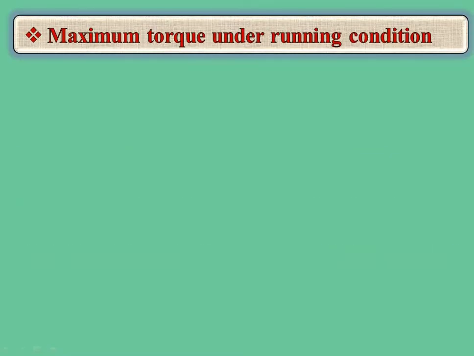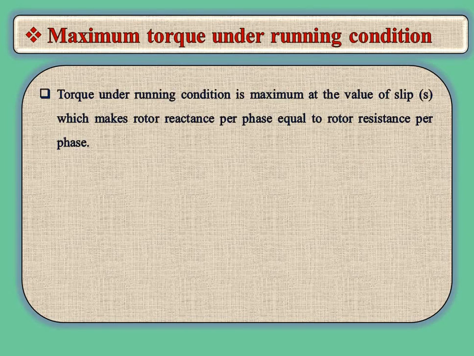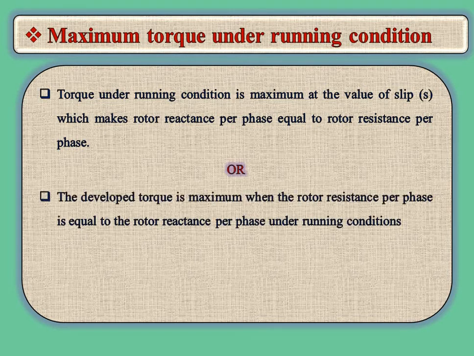Now next is maximum torque under the running condition. The torque under the running condition is maximum at the value of slip which makes the rotor reactance per phase equal to the rotor resistance per phase. In other words, the developed torque is maximum when the rotor resistance per phase is equal to the rotor reactance per phase under the running condition. So mathematically, R2 is equal to SX2, and this condition is known as the maximum torque condition under the running condition.